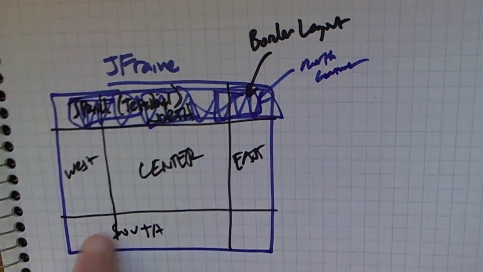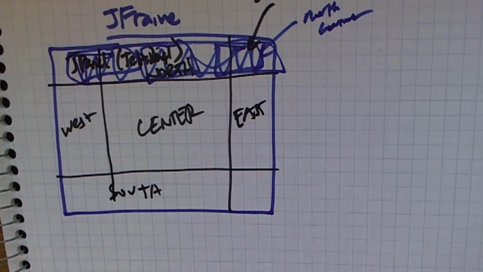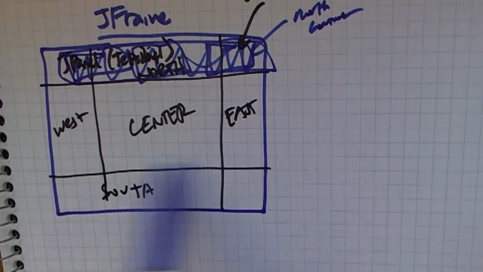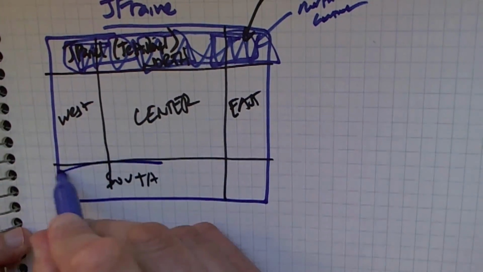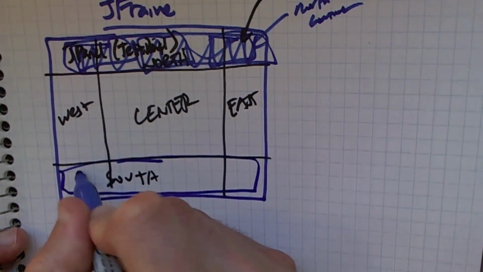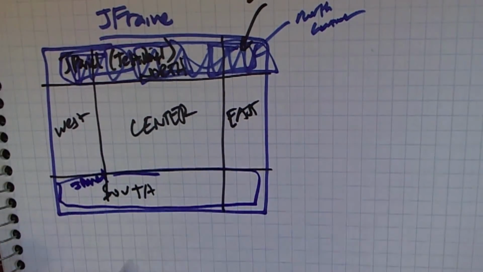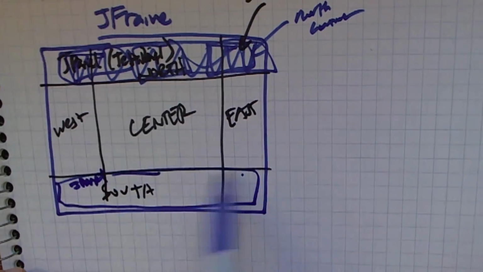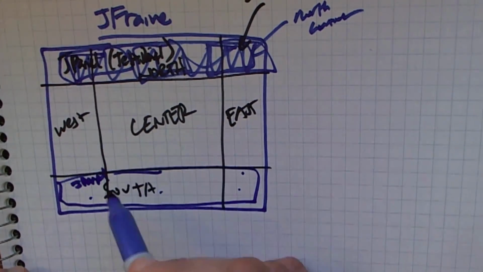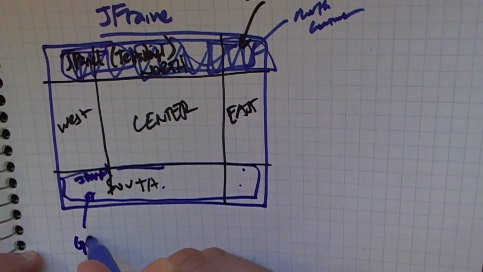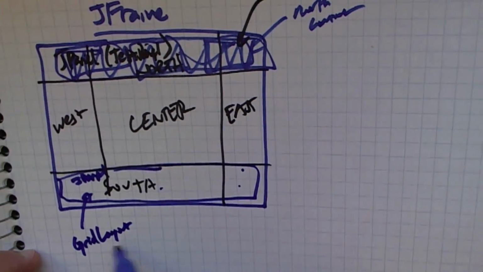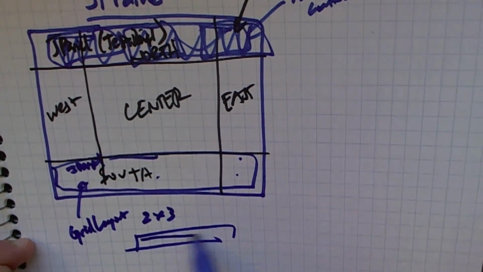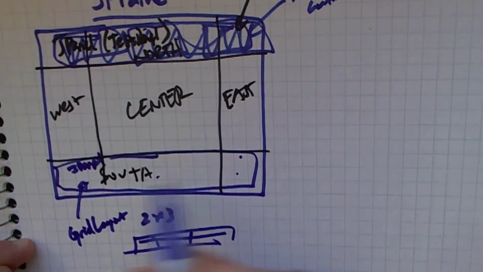We're going to do the same thing to the south. We can put one thing here. It could be a JButton, it could be a JSlider, or if I want to be clever about it, here could be a whole new JPanel. I can call it whatever I want, and then to that JPanel, I'm going to add 1, 2, 3, 4, 5, 6 buttons. So this is going to be a grid layout, 2 by 3, 2 rows by 3 columns. 1, 2, 3, 4, 5, 6.